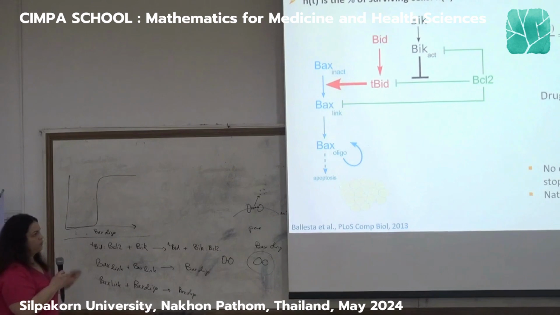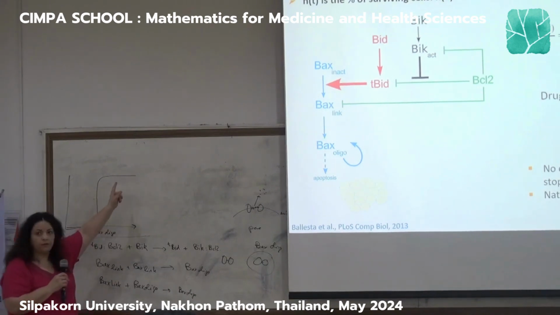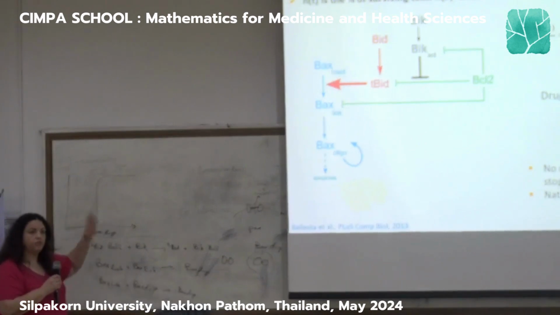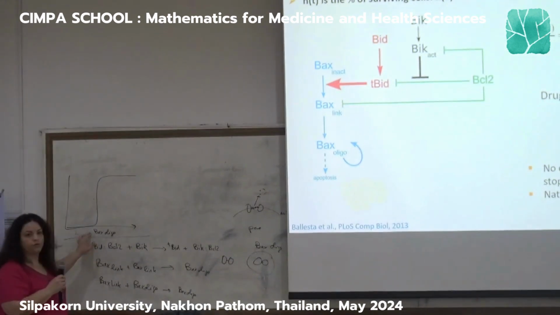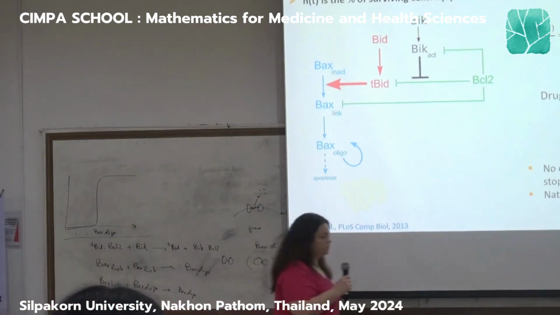And also what we wanted is a bounded profile. We didn't want the death rate to go to infinity when Bax oligo goes to infinity. So that's another positive thing about this type of rates.